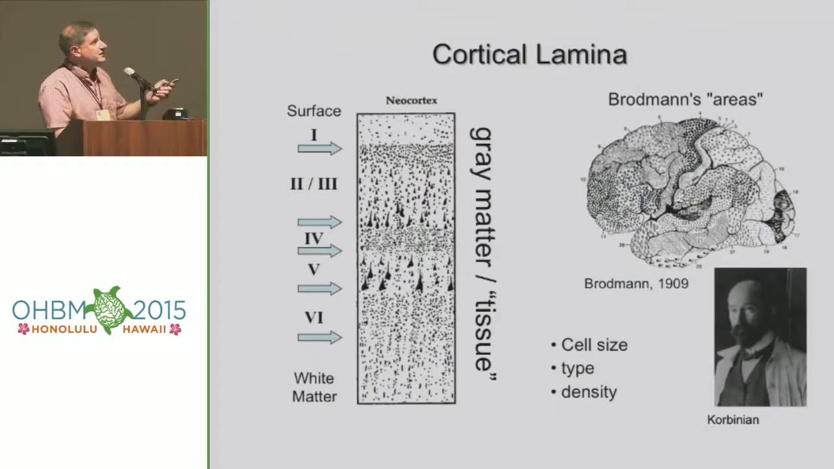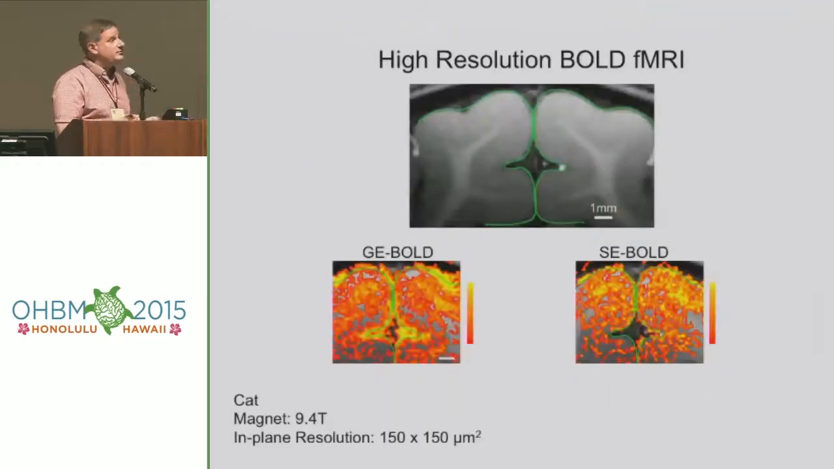So this was actually displayed already during the talk. We know that the cortex is organized in 6 layers, which are defined by the cell size, type, or density. The same idea Brodmann used to define these areas. So the question is, can we extract this information and try to relate that to the anatomical information that we get from the fMRI?